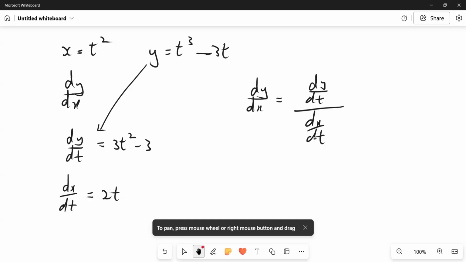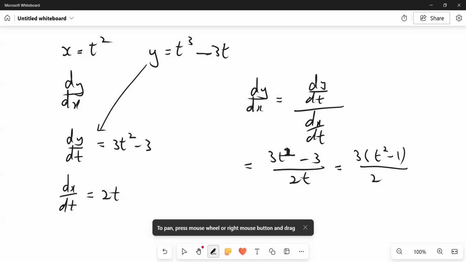So that is 3t squared minus 3 over 2t. If you want to do a bit of simplification, you probably want to put 3 outside, giving 3 times (t squared minus 1) over 2t. Simple as that.